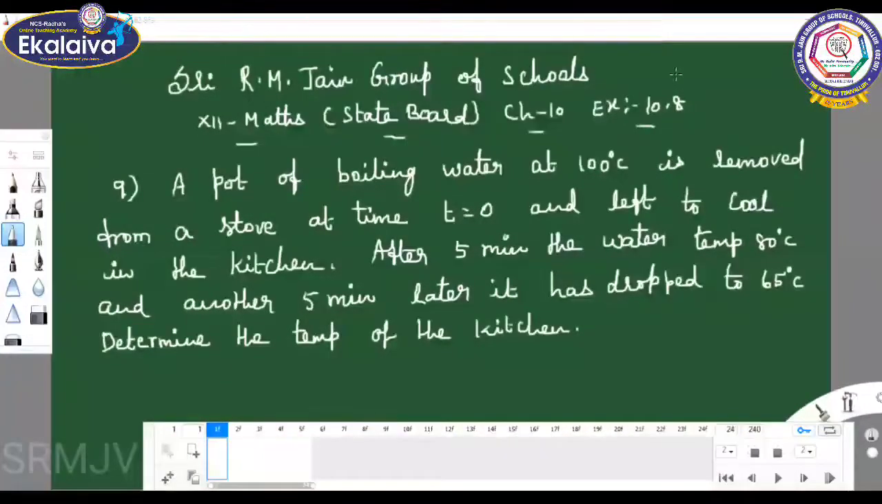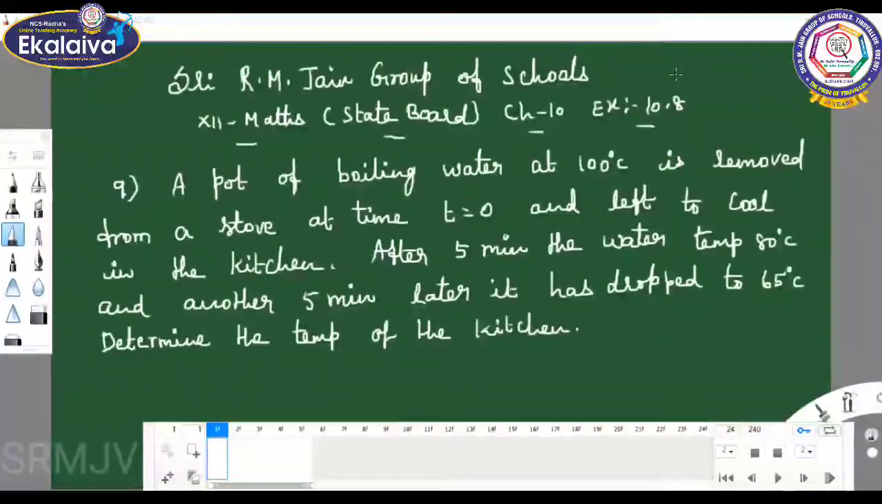This is 12th standard maths, state board, chapter 10, differential equations, exercise 10.8, ninth sum. A pot of boiling water at 100 degrees C, which is the boiling temperature of water, is removed from a stove at time t equal to 0 and left to cool in the kitchen. After 5 minutes the water temperature is 80 degrees C, and after another 5 minutes it dropped to 65 degrees C. Determine the temperature of the kitchen. We want to find out the room temperature.